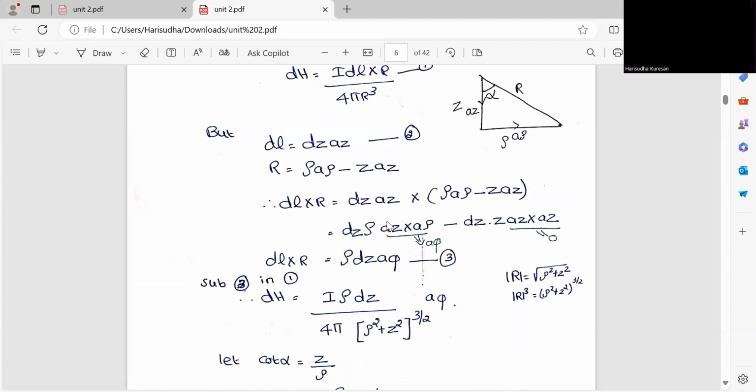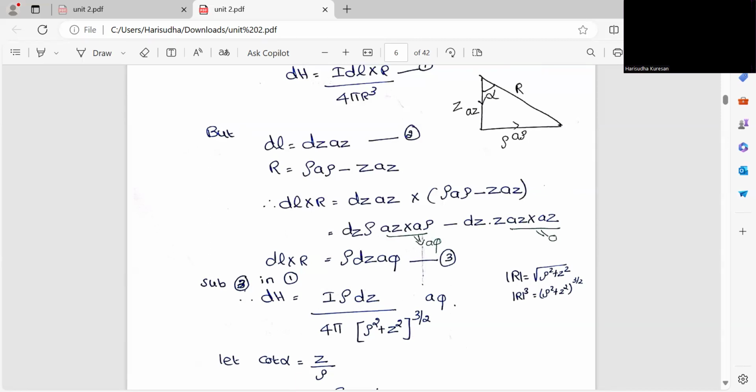So here the cross product between two different vectors will result in the third vector. The cross product of the same unit vectors will be equal to 0. We all know the properties of cross product and dot product. So the cross product between two vectors az and a rho will result in the third vector a phi, and the cross product between same vectors az and az will result in the value of 0. So if this is 0, this term will vanish. Therefore dl cross r will be rho dz a phi.